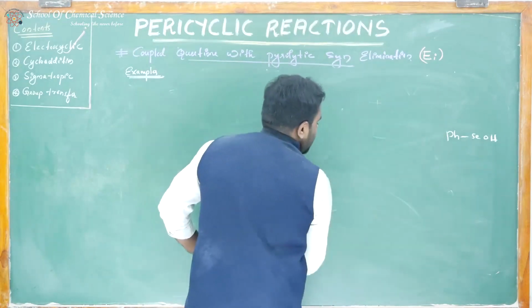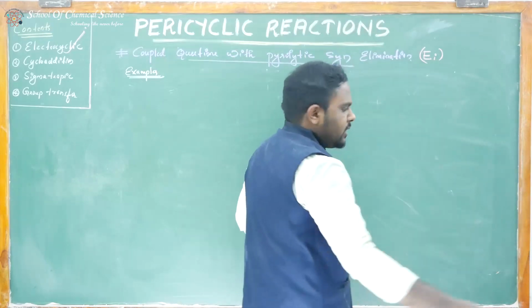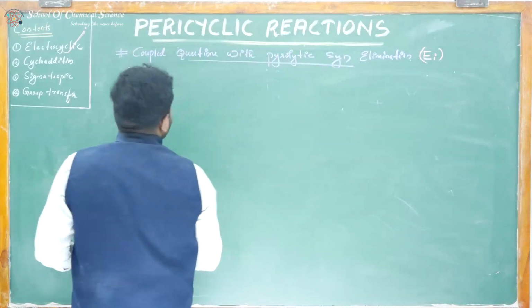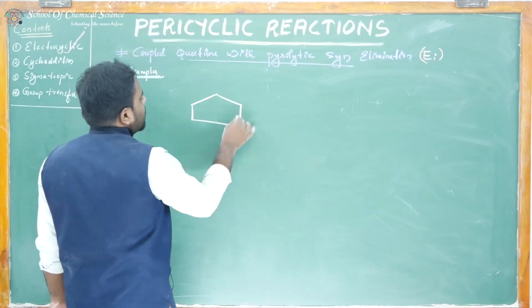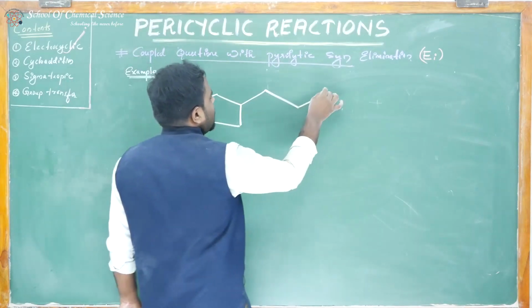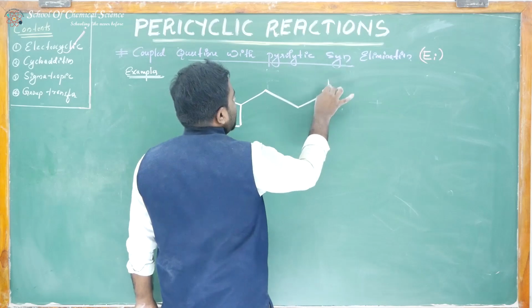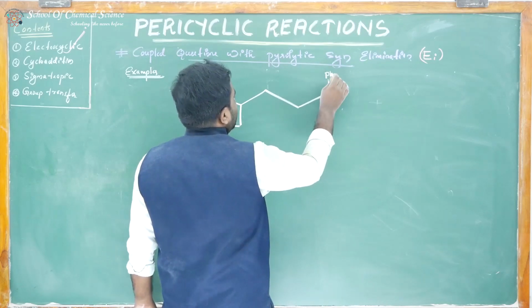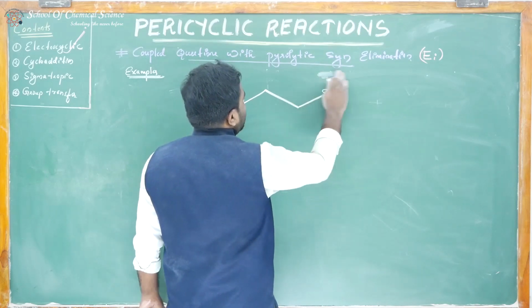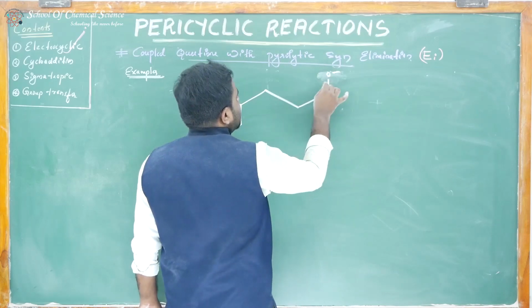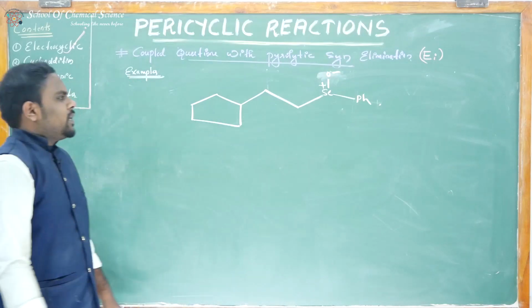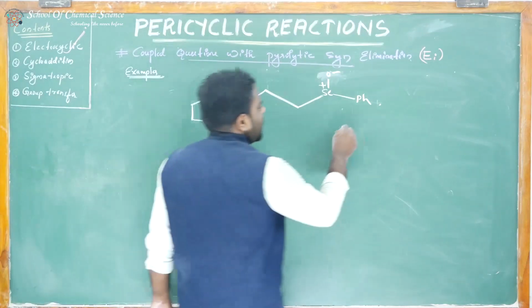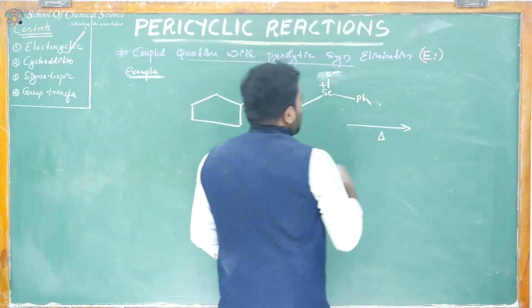For a pyrolytic elimination, a 5-membered ring, SeO minus plus Ph. Under thermal condition, it is thermal.